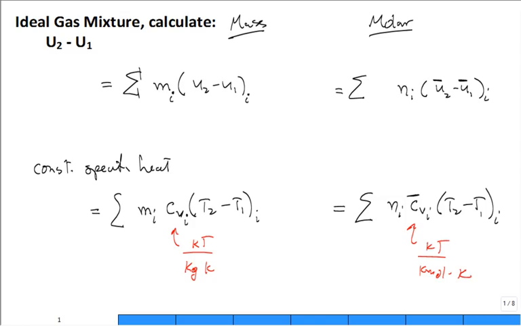Somebody says, hey, I don't know C sub V bar for nitrogen. Okay. But I know C sub V for the nitrogen on a mass basis. I think I can either multiply by the molar mass or divide by the molar mass, one of the two, and I can get C sub V bar for the nitrogen. Which one would you do? Would you multiply or divide by the molar mass of nitrogen? Multiply? Anybody else? Multiply?